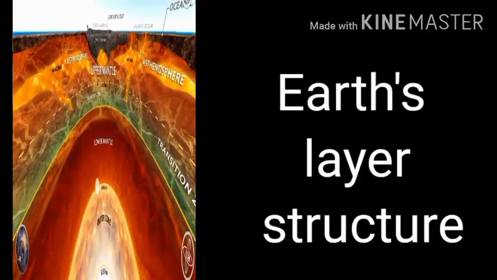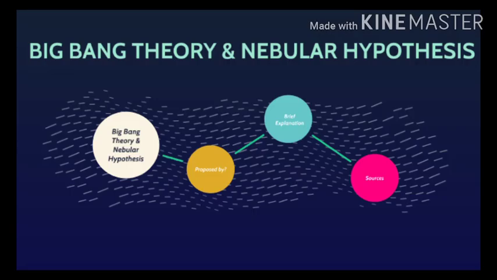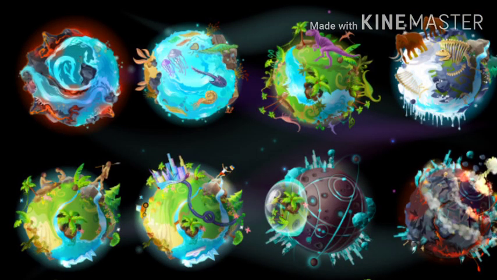Students, already we have studied the nebular theory and the Big Bang theory for the evolution of the Earth, in which we have seen how the Earth was formed. Now we will see how the Earth has layers. As we know, the Earth's structure is made up of many chemical compositions.